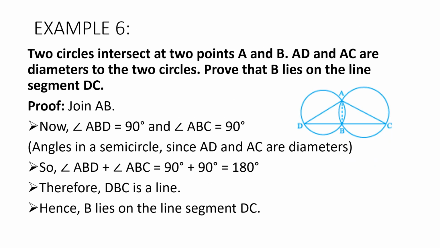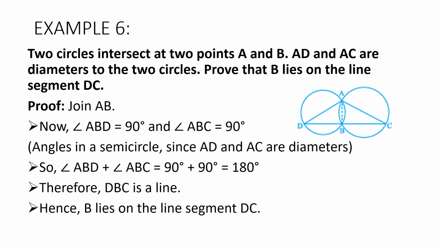Example 6. Two circles intersect at two points A and B. AD and AC are diameters of the two circles. Prove that B lies on the line segment DC. So first, we are given two circles which intersect at two points A and B. Also it is given AD and AC are respectively the diameters of the two circles. We have to prove that the point B lies on the line segment DC.